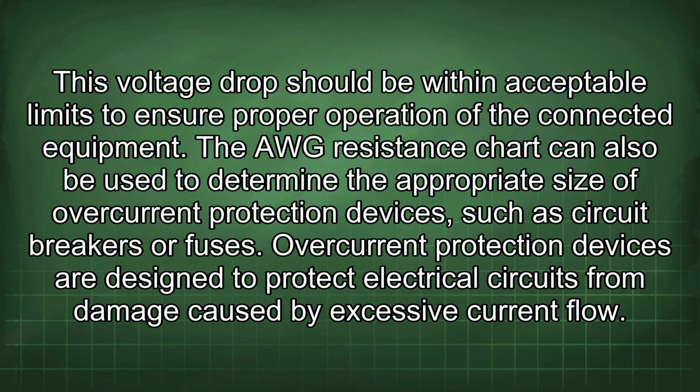The AWG resistance chart can also be used to determine the appropriate size of overcurrent protection devices, such as circuit breakers or fuses. Overcurrent protection devices are designed to protect electrical circuits from damage caused by excessive current flow.